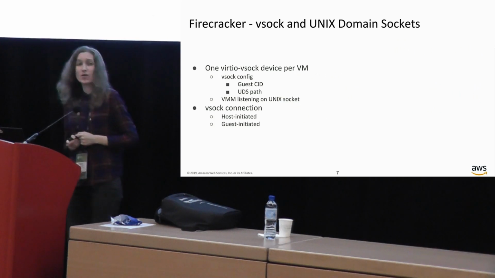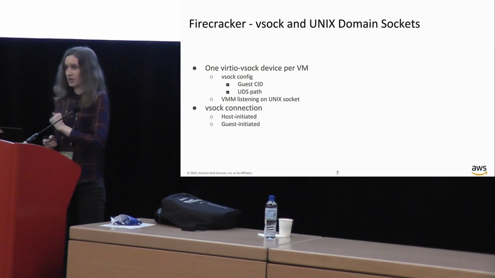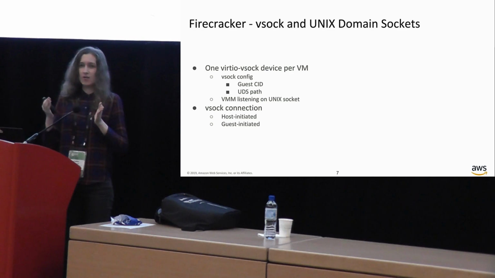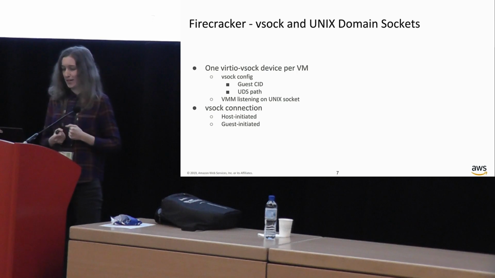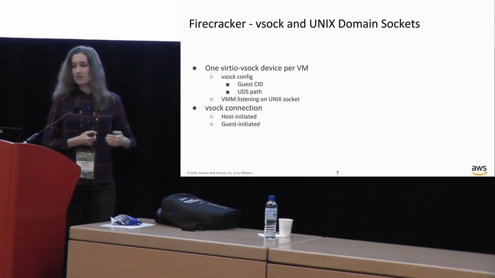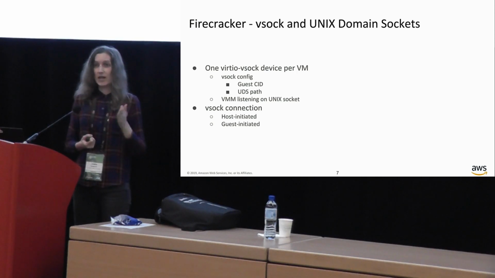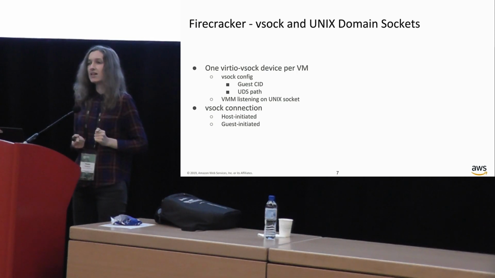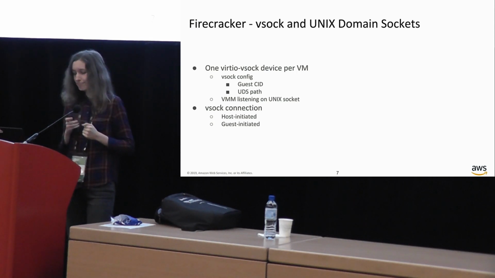What do we need to do for configuration? We will have one virtio-vsock device per VM. So that's the available implementation in Firecracker. And till now, we've been using QEMU, and we have a guest CID that needs to be set up there. In addition to that, we now are using a Unix domain socket path, and the VMM is listening by default on that Unix domain socket path. And the vsock connection can be established from the guest side or from the host side, so we have these possibilities on both ends.